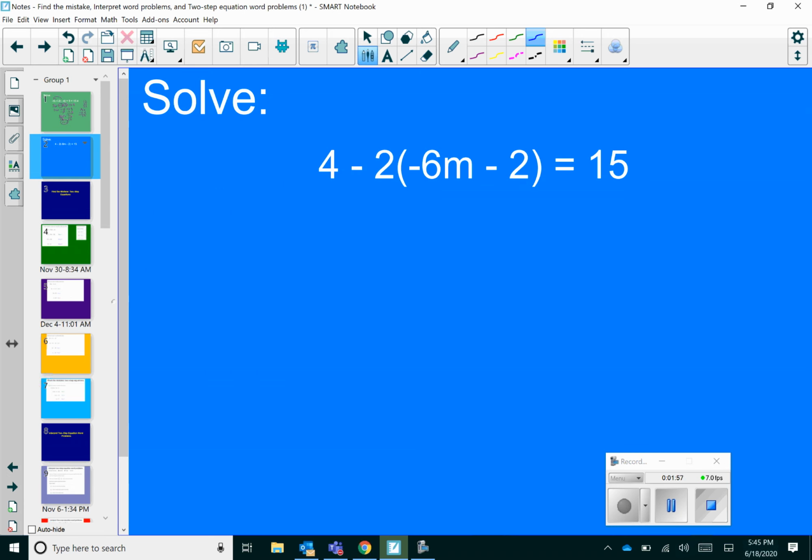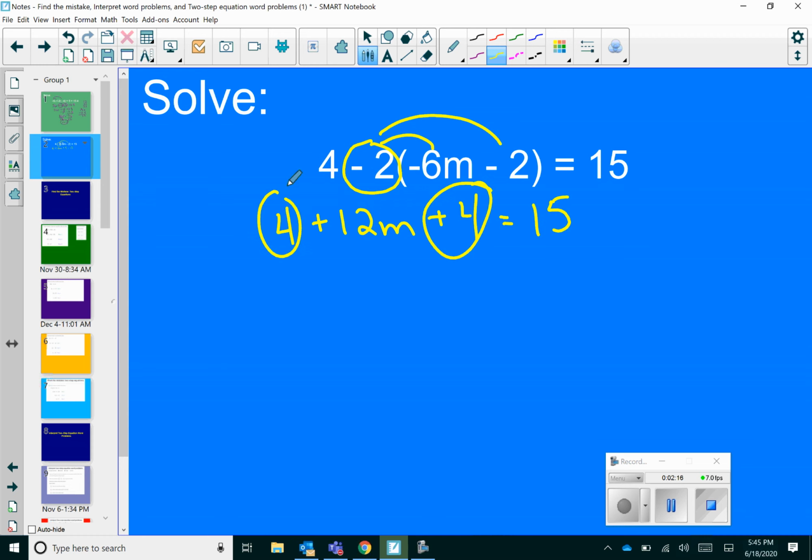So here we've got a negative 2 on the outside. I'm going to distribute the negative with it, and I'm just going to bring the 4 down. Negative 2 times negative 6 gives me a positive 12m. Negative 2 times negative 2 is a positive 4. I'm going to combine my like terms. 4 and 4 gives me 8.